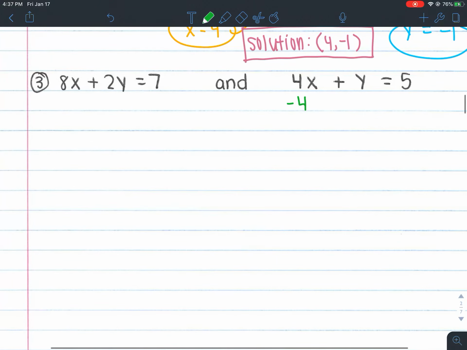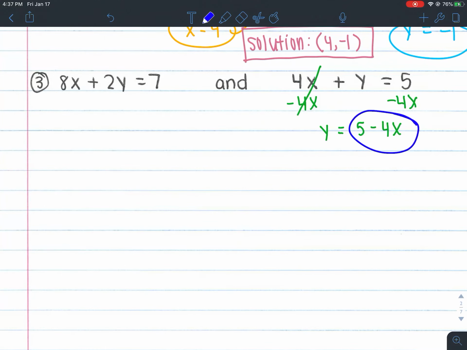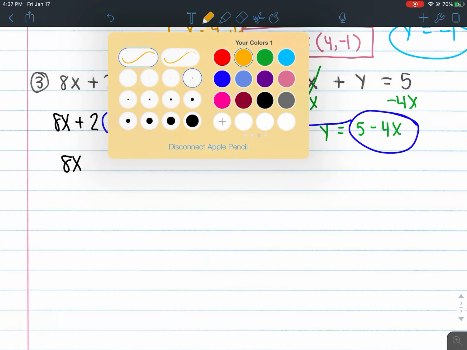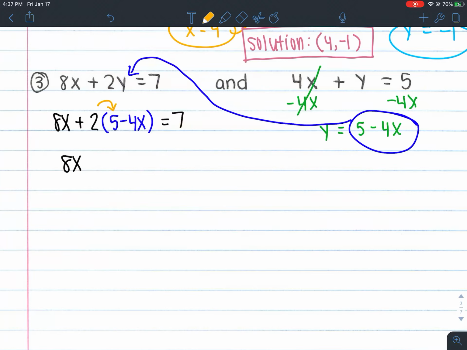All I have to do to get that y by itself is to subtract 4x on both sides. y equals 5 minus 4x. Now we're going to substitute in 5 minus 4x for the y value in the other equation. So 8x plus 2, and in parentheses, 5 minus 4x equals 7. My 8x is going to stay the same, but I am going to distribute the 2. 2 times 5 is positive 10. 2 times negative 4x is negative 8x.